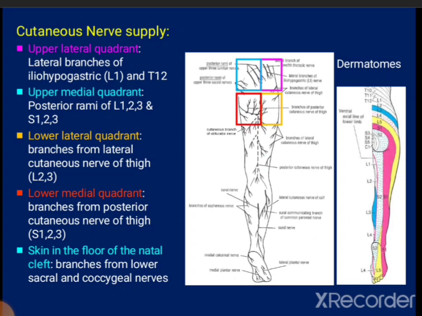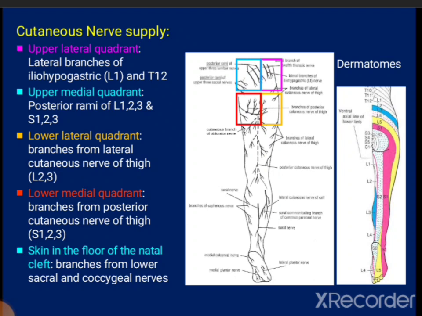The cutaneous supply over here has been divided into 4 quadrants. The upper lateral quadrant is supplied by the lateral branches of iliohypogastric nerve, that is from L1 and T12. The upper medial quadrant is supplied by the posterior rami of L1, L2, L3 and S1, S2, S3. The lower lateral quadrant is supplied by the branches of lateral cutaneous nerve of the thigh. The lower medial quadrant is supplied by the branches of posterior cutaneous nerve of the thigh.